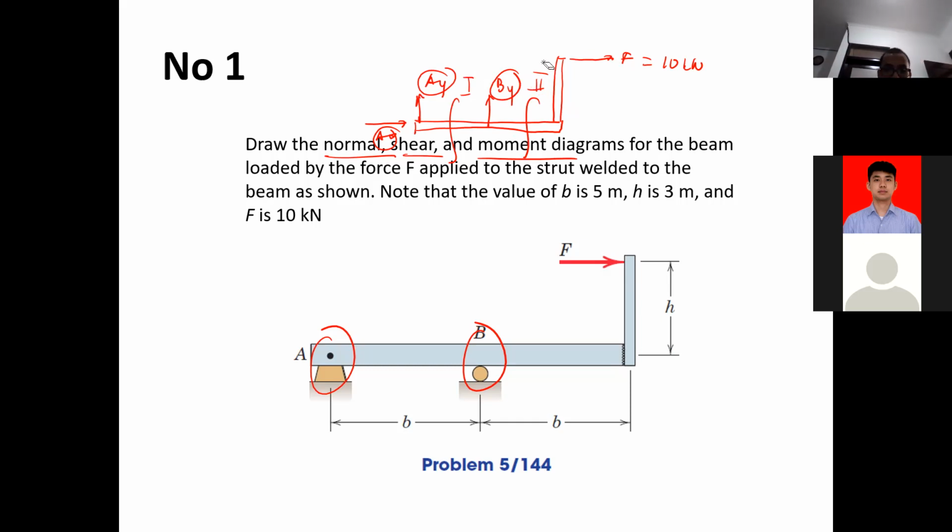But sometimes as well, you are asked to find out the normal, shear and moment diagram which is happening at this location. Okay, in that case, we need several cuts here, 1, 2, and 3. We can still draw it that way. Okay, so this is the first cut, this is the second cut, and this is the third cut.